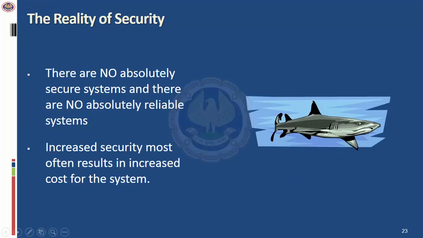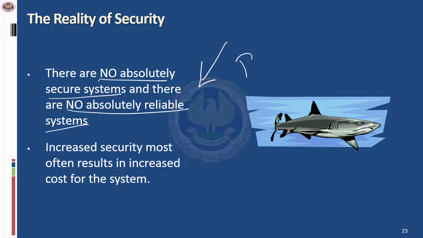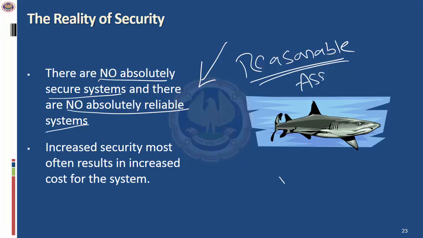What is the reality of security? This is another important factor you should remember: there are no absolutely secure systems and there are no absolutely reliable systems. So it means there's nothing absolute. What you need to do when you're implementing security is to bring the risk to a reasonable level. In IS audit also, if you remember the definition, we are talking about the IS auditors providing a reasonable assurance.